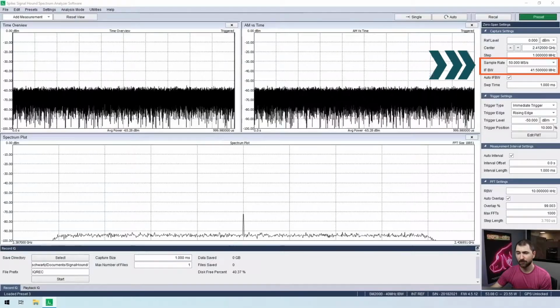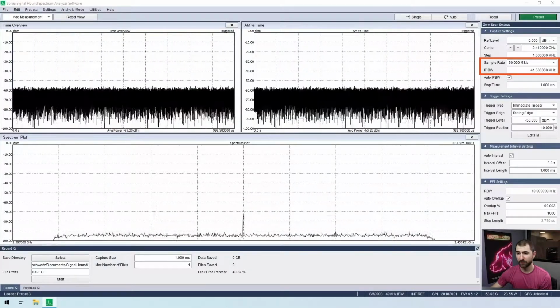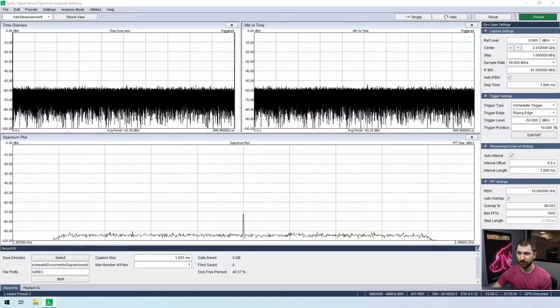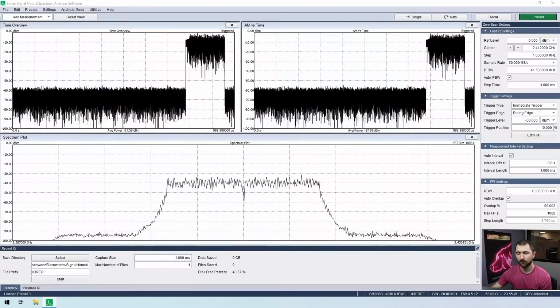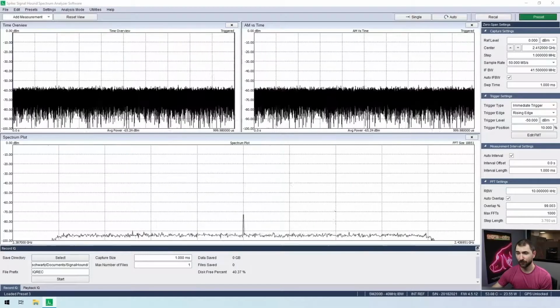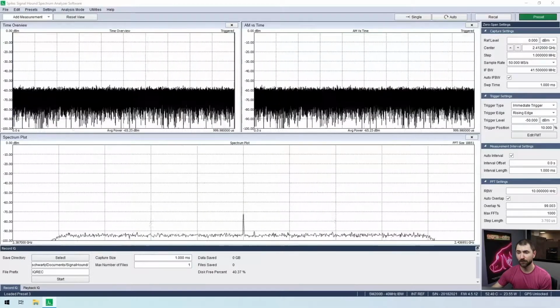After switching into zero-span mode, we need to specify a sample rate and bandwidth to match our signal bandwidth. We also need to set up a video trigger level that allows us to capture the short pulse that we want to measure.